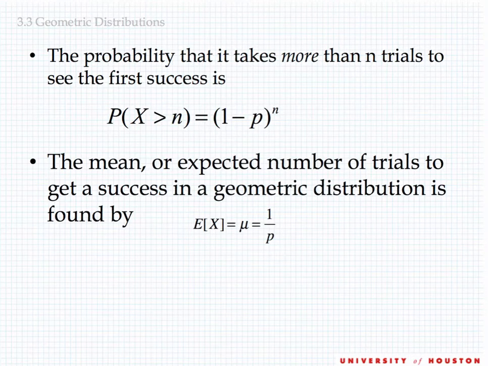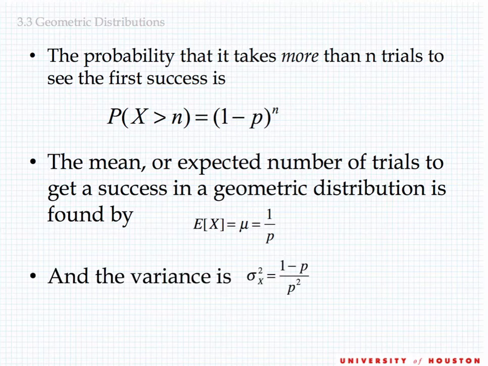The mean or expected number of trials to get a success is found by 1 over the probability of success, and the variance is (1 minus p) divided by p squared. The square root of the variance is our standard deviation.